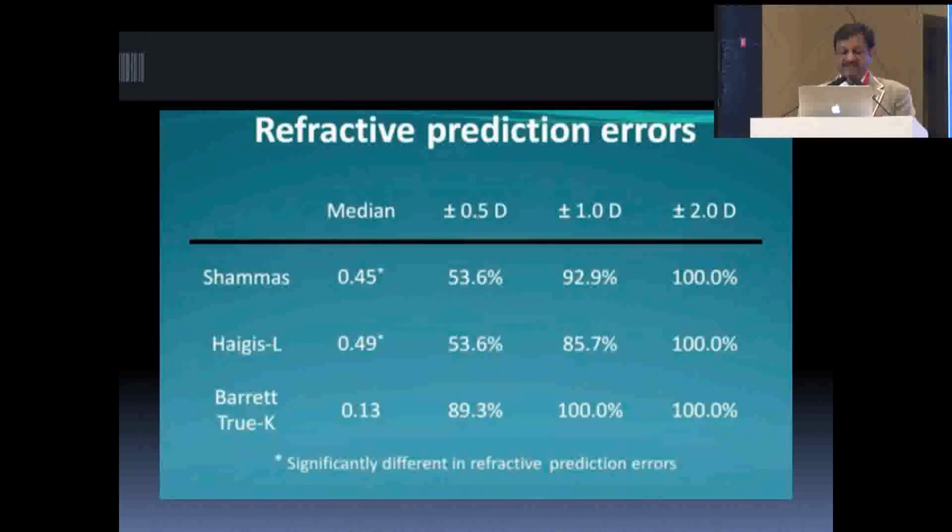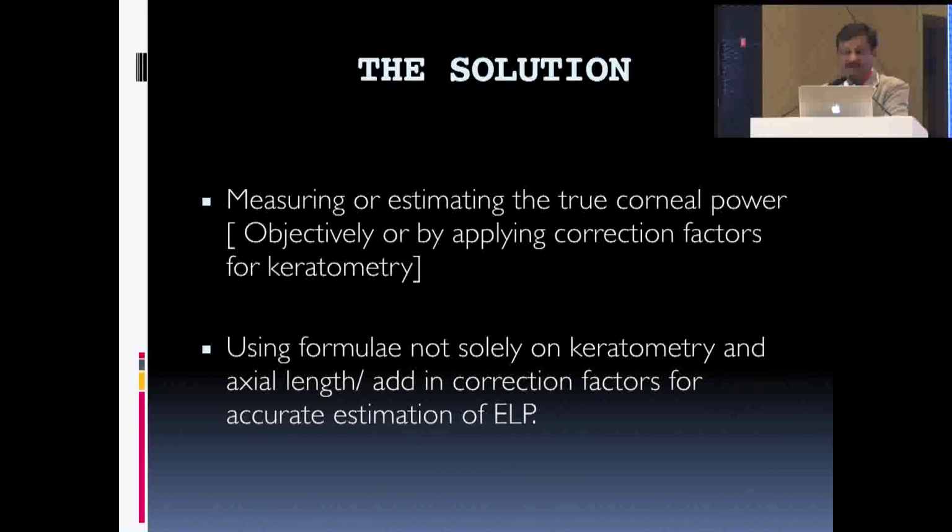So this is one of the articles where they predicted the refractive prediction errors with the three formulas. If you see the Sharma's, Higgins L, and the Barrett K. So there are prediction errors, and there is a significant difference in the refractive prediction errors. And what is the solution to this now?